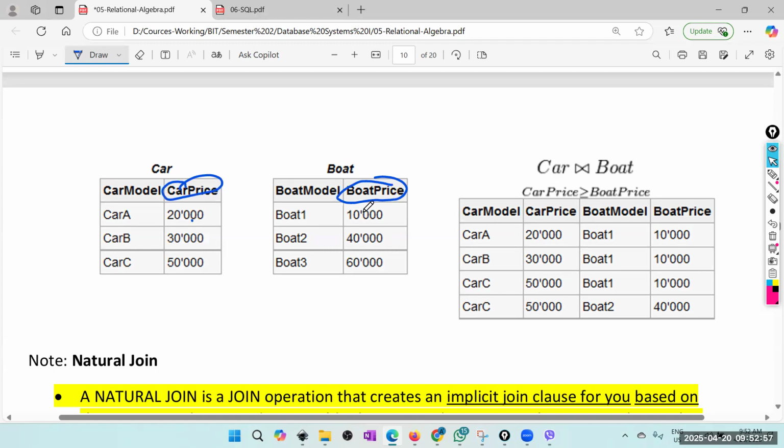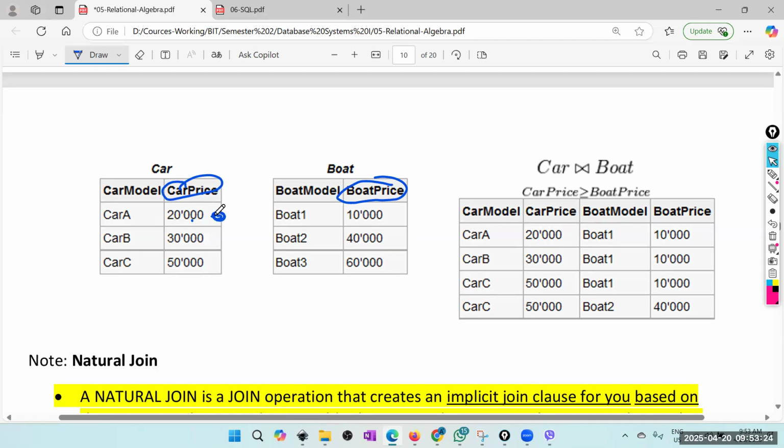So 20,000, no 20,000 here. 30,000, no 30,000 here. 50,000, no 50,000 here. Actually, if you do an equijoin, you will get no records. That means equi-inner join. But now what we are doing is theta inner join based on this condition. Car price must be greater than or equal to board price. So that means you need a car price which must be bigger than the board prices.